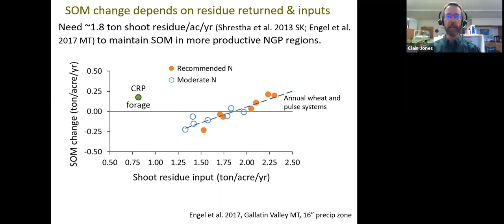It might be better to adopt management practices that leave more residue behind, maybe a little bit more minimum tillage, a little less tillage, a little less fallow. Those are things that we know from the data will really increase soil organic matter.